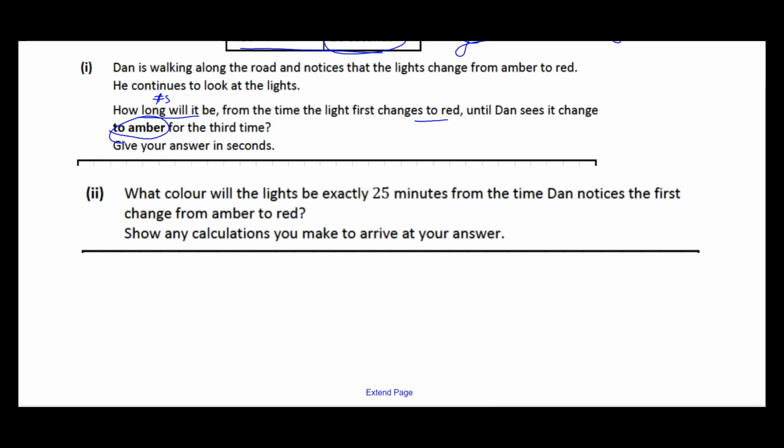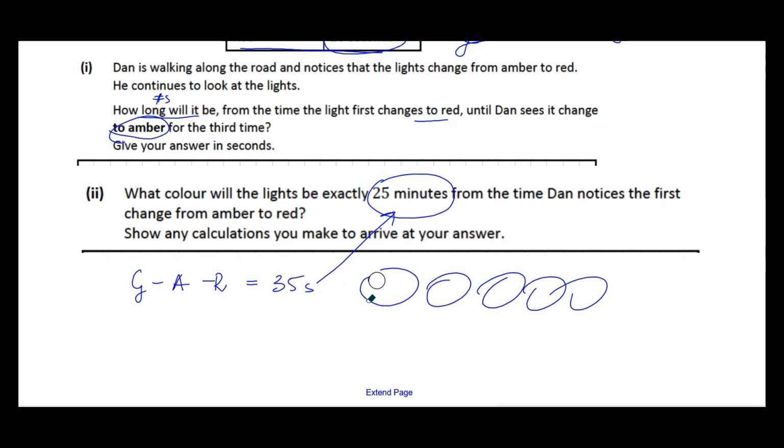What color will the lights be exactly 25 minutes, not seconds, from the time Dan noticed the first change from amber to red? Show any calculation you make to arrive at your answer. So 25 minutes. Now, our one cycle, going from green to amber to red, we understand it takes 35 seconds. So I need to know in 25 minutes, how many times am I going to go that full circle?